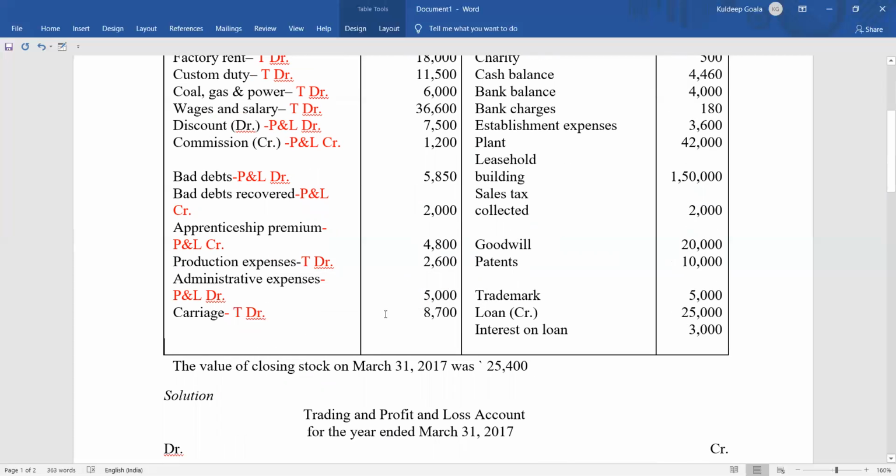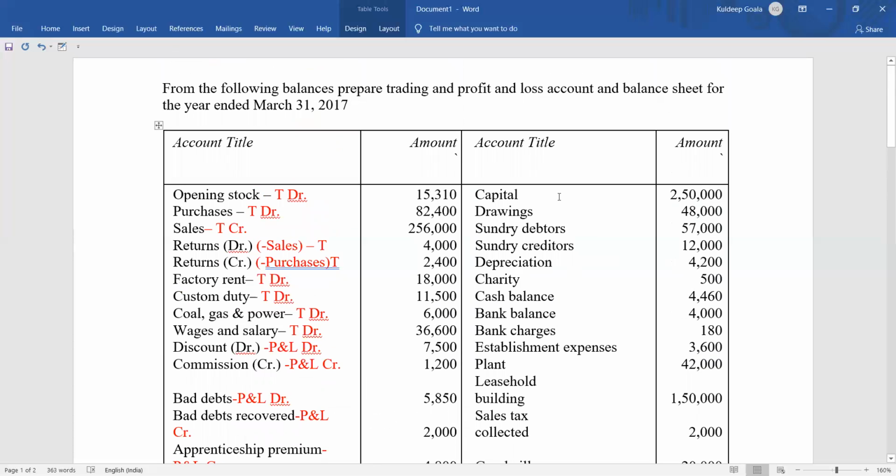Okay. Now coming to the other side, what is there? Let's see. Capital. Capital is an item of the balance sheet, isn't it? So it will go in the balance sheet. Which side? Obviously in the liability side, and it will have its own heading. Balance sheet liability side.